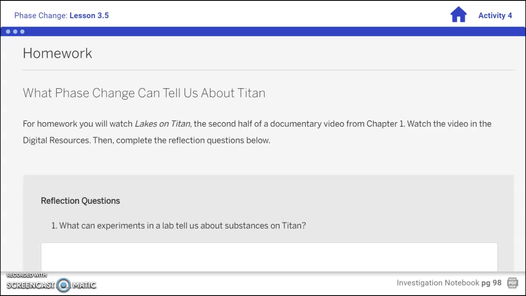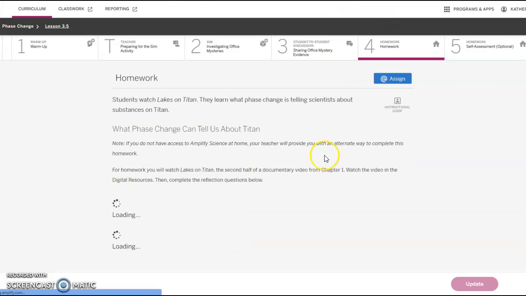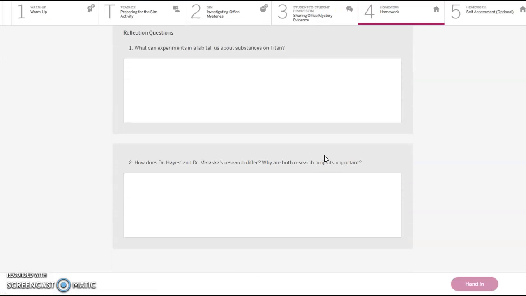I will post the video on Canvas, so make sure you look below this video and you will see the video that you can watch for this. And you do have a few questions to answer on your Amplify lesson. So make sure that you answer the 2 questions that are here to reflect on what this lab tells us about the substances on Titan and what the 2 doctors' research, how do they differ, and why are both projects important. So make sure you hop on Canvas, watch the other video, and check and see if there's anything else you need to complete today.